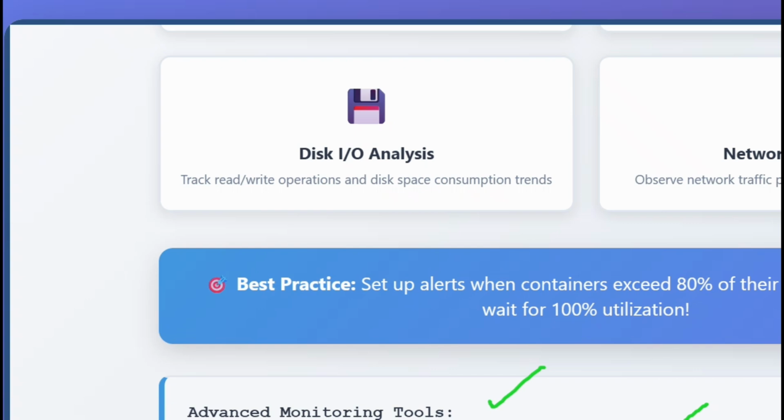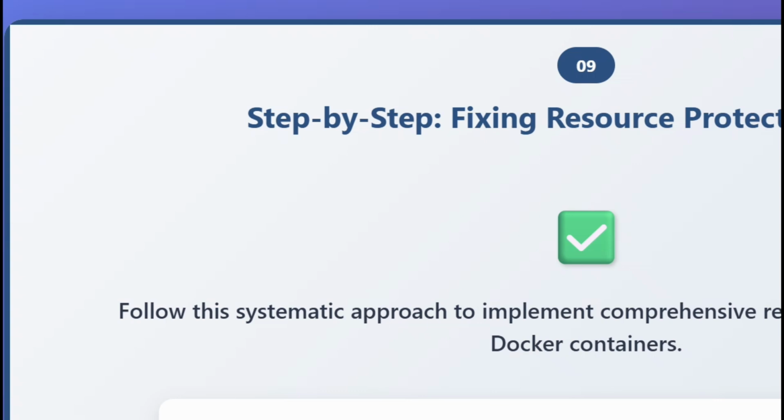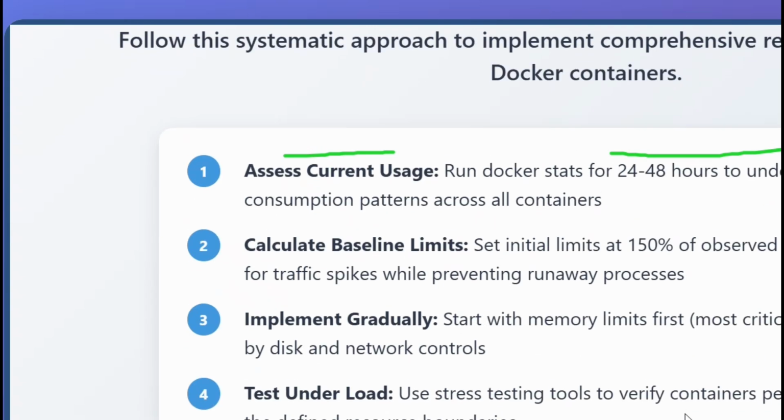Moving to the next slide, we will be discussing the step-by-step process of fixing resource protection issues. By following this systematic approach, you can implement comprehensive resource protection for your Docker containers. Now let us go step by step.